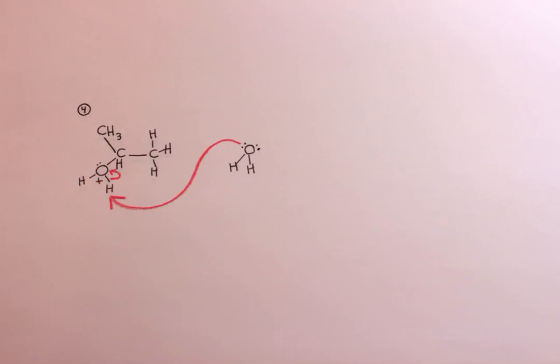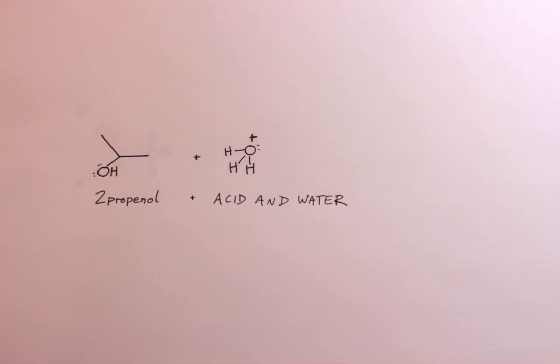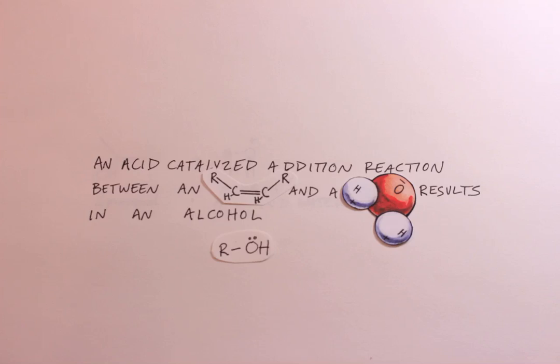Step 4. Another lone pair from a water molecule grabs the hydrogen electrophile from the electron-deficient water bound to the propyl group. This hydrogen passes its electrons back to the oxygen. Step 5. Finally, as you can see, the acid catalyst has been returned to the solution and the alcohol 2-propanol was formed during the reaction. An acid-catalyzed addition reaction between an alkene and water results in the formation of an alcohol.